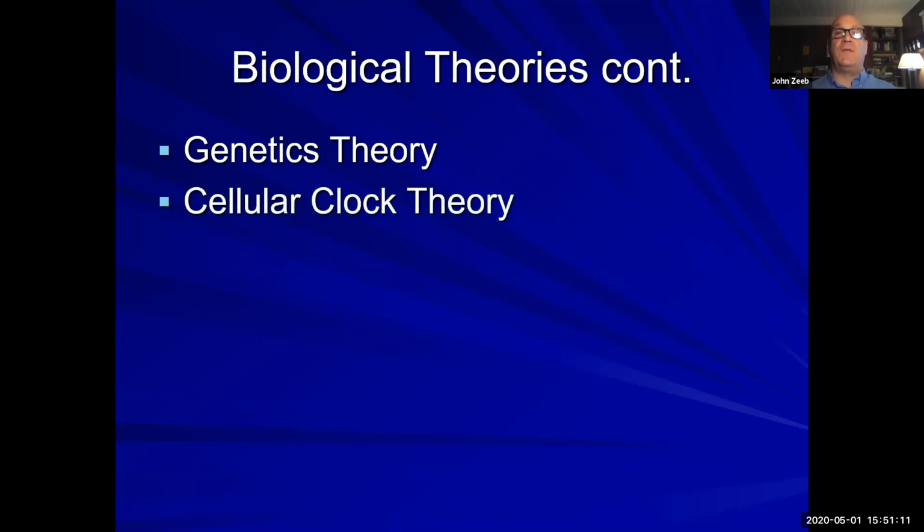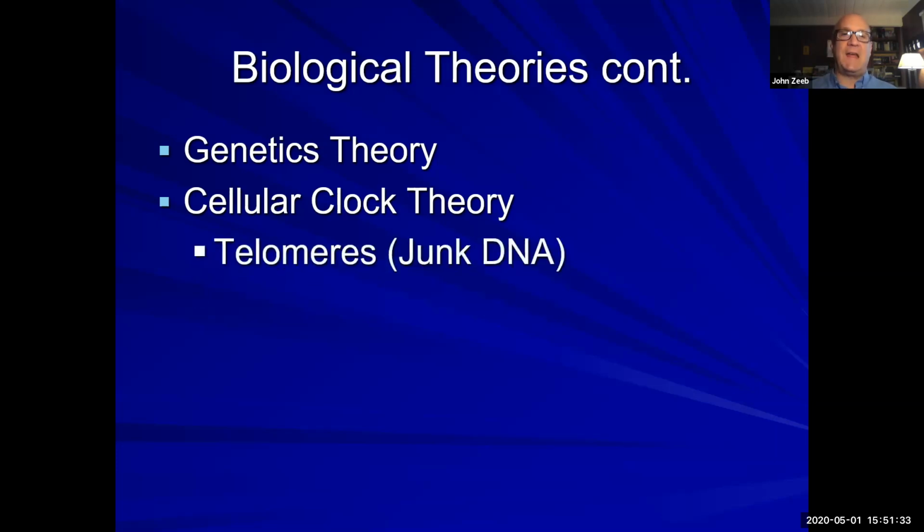Next, we go to what's called the cellular clock theory. So it turns out that cells actually divide less as we age. So as we get into the older ages, those numbers will go down and thus lead to problems, okay? However, let me get a little bit more specific here. Something we're going to focus on is something called a telomere, also known as junk DNA, okay?